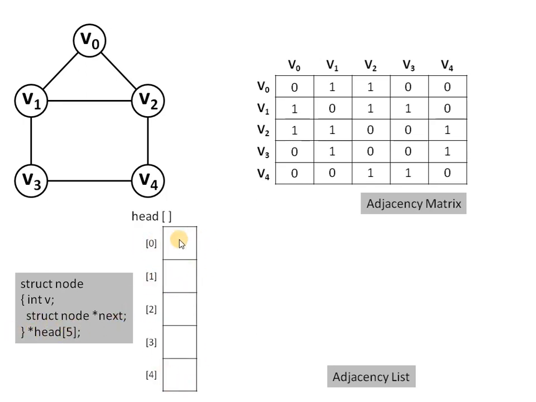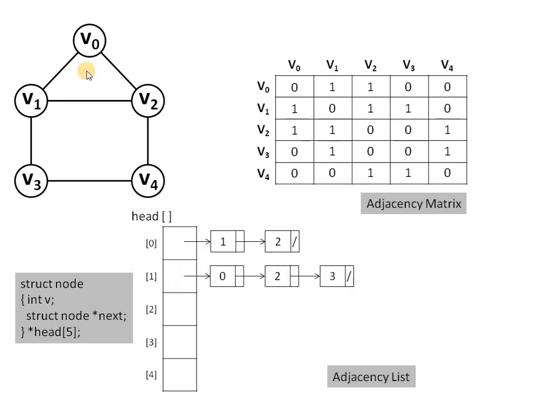Now again we have to create the linked list corresponding to all the 5 vertices. Since V0 is connected to V1 and V2, the linked list corresponding to vertex 0 will have 2 nodes. First will be the node 1 and second will be the node 2 and then null. Same as we used to do in the case of a singly linked list. Then for vertex V1, it is connected to 0, 2 and 3. So accordingly, we will have 3 nodes 0, 2 and 3.